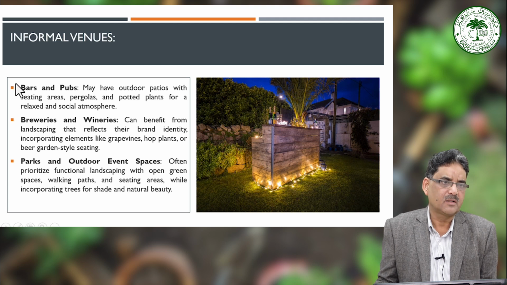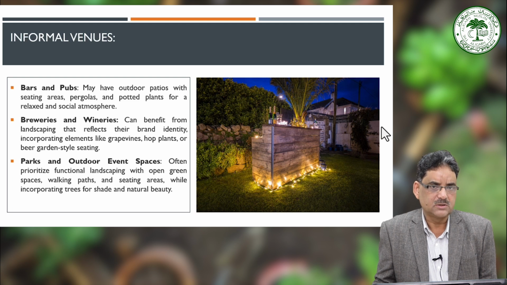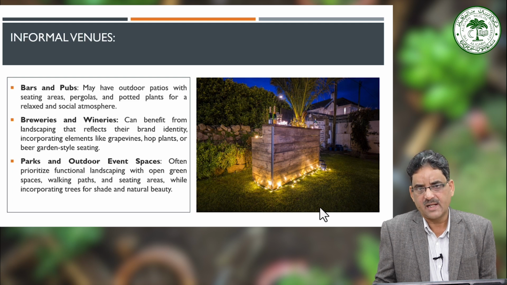Now the informal venues. The second type of venue is the informal venue, which includes the following. To give a better look at the informal venues, they include bars and pubs, many of which have outdoor patios like this, with sitting areas, pergolas and potted plants for a relaxed and social atmosphere.